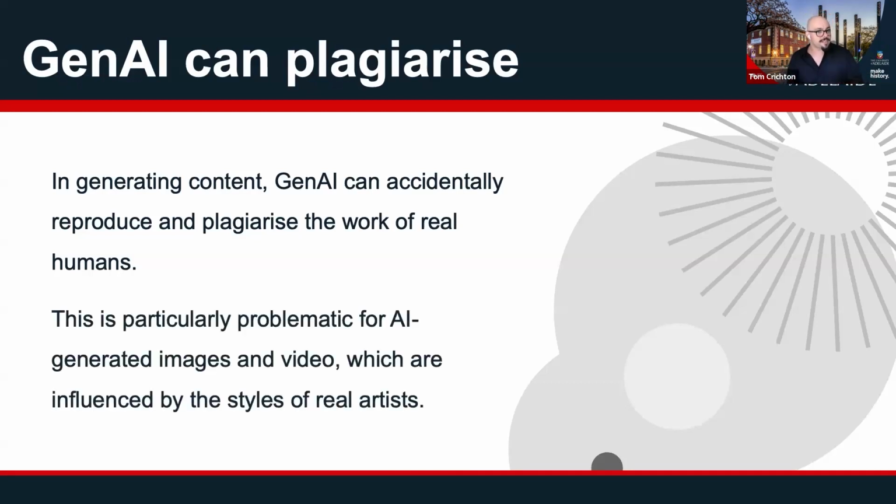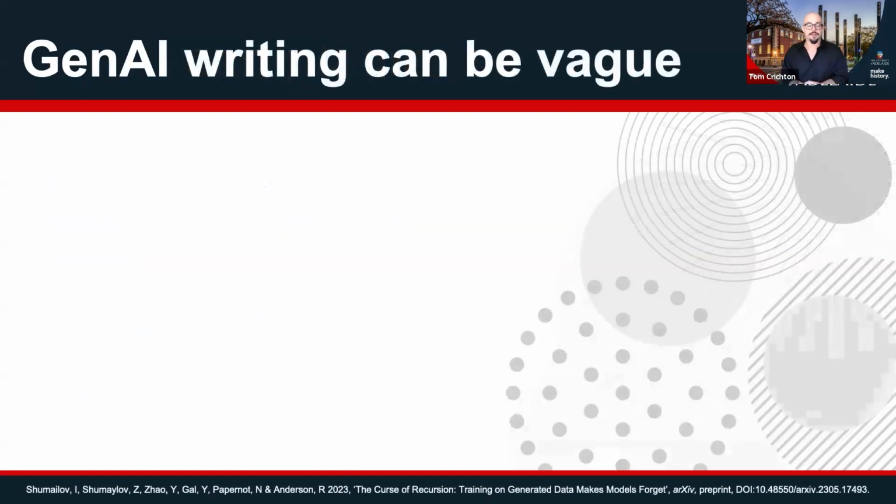But there is a more fundamental challenge here, and that is that the AI models are trained on other people's work. In just a moment, we'll come to some of the ethical challenges of that. But this can be particularly problematic for AI-generated images and video, where if you've asked it to generate an image in the style of another artist, you can unintentionally plagiarize the work of somebody else. And so we need to be careful of that before using those images that we create.